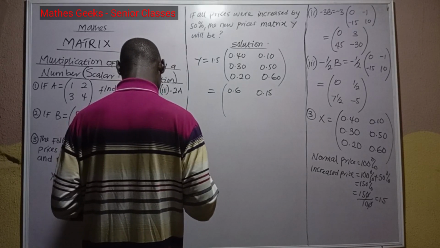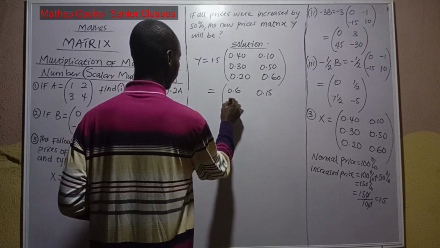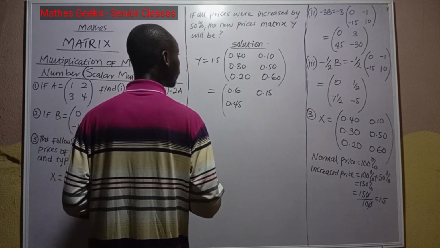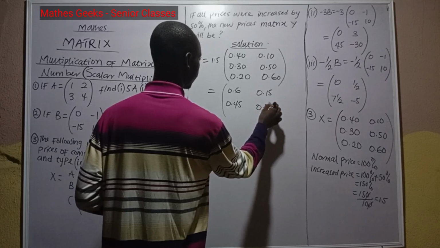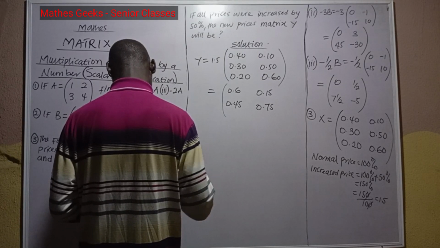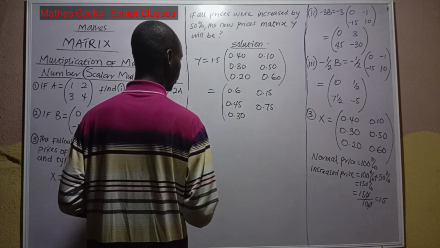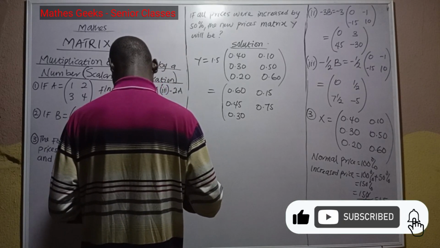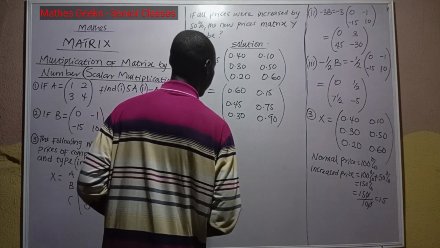And then 1.5 times 0.3 gives 0.45, 1.5 times 0.5 gives 0.75, 1.5 times 0.2 gives 0.3, and 1.5 times 0.6 gives 0.9. So that will be matrix Y.